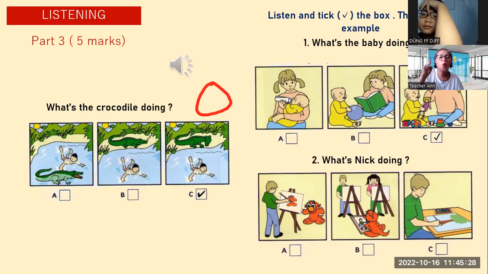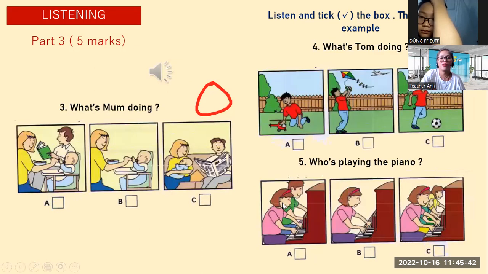Okay, two. What is Nick doing? Look at Nick. What is Nick doing? Letter C, teacher. Oh, it's letter A, painting. Nick is painting a picture. Okay, okay, lesson number three. Okay, go.